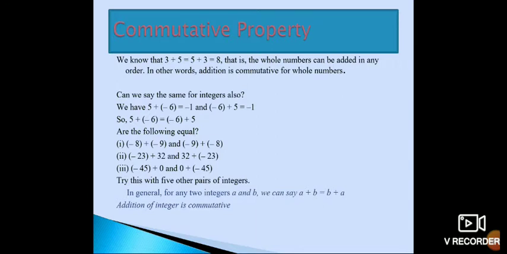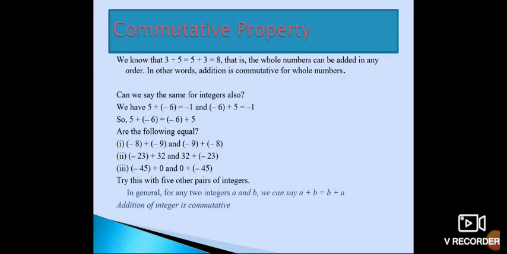Can you say some example for integers? We have 5 plus minus 6, which is equal to minus 1, and next minus 6 plus 5 is equal to minus 1, meaning reversing the order. We get minus 1 in both cases, so the result is an integer. So 5 plus minus 6 is equal to minus 6 plus 5.